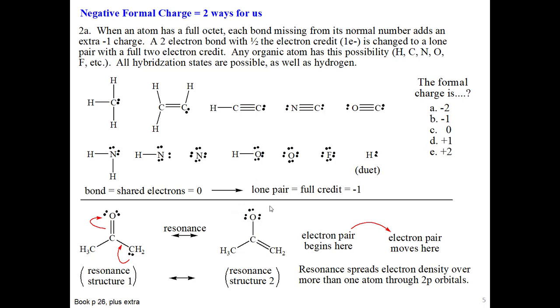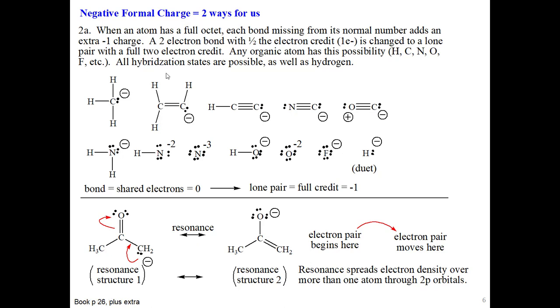So our problem is we can't draw a single structure that shows both of these atoms with their minus charge. We have to draw 2 different structures, and we use these arrows to show how the electrons move. The double-headed arrow in the middle means these are resonance structures. So together they show the actual structure. Resonance always spreads out electron density over more than one atom, and it does it in our course through 2p orbitals. This is always a good thing if you can spread out electron density. It's always going to be stabilizing.